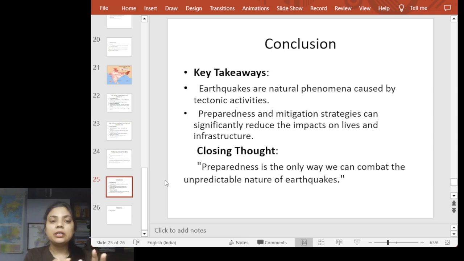We can create a robust infrastructure which can sustain a minor earthquake. We can create awareness, we can create alarms, we can create a region where people can be mitigated, or where people can be rehabilitated during the earthquake or after it has happened. So this is one of the best lines which you can use in your mains answer writing as a conclusion.